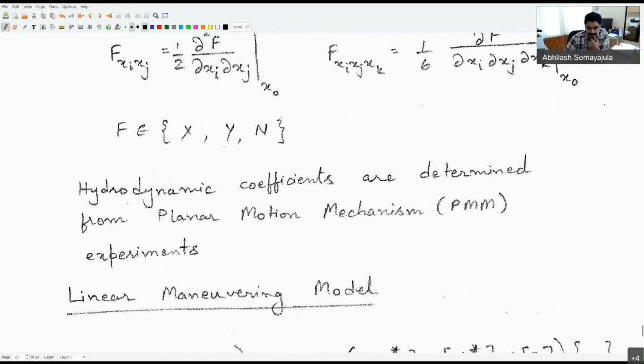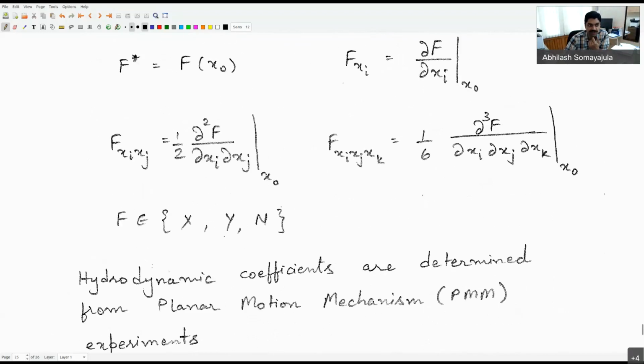Okay, these typical hydrodynamic coefficients are determined from planar motion mechanism experiments. So what we do is we conduct them in a towing tank. We take the model, tow it at a certain speed, and then move it in sway or in yaw, and then observe what are the forces coming onto the model, and accordingly try to estimate our coefficients by a curve fitting exercise. Okay? So we have looked at two different ways.